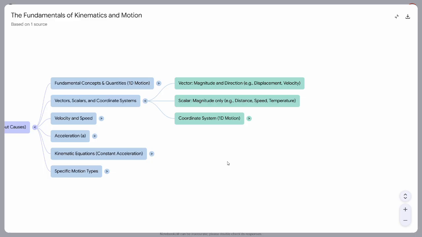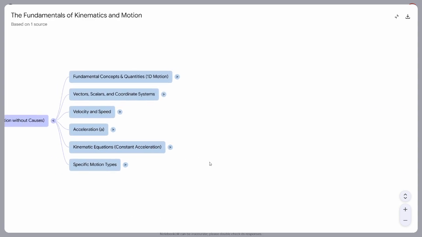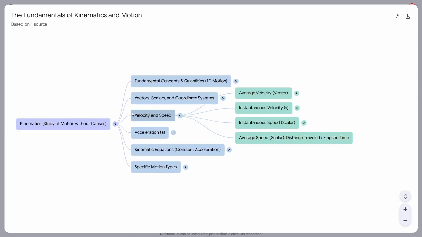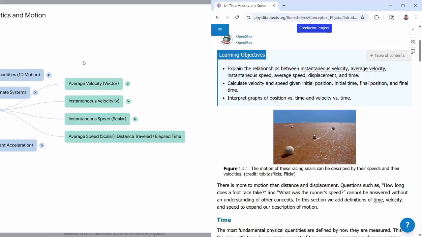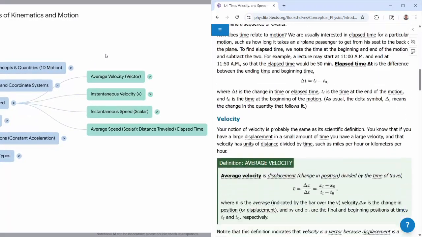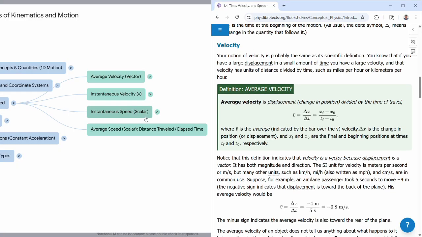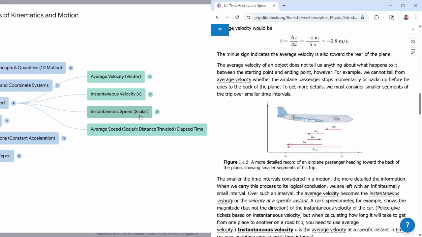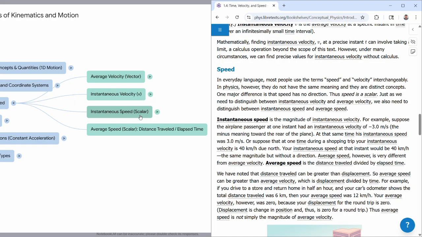So we introduce vectors, scalars, and coordinate systems because in the next quantity that we'll talk about, velocity and speed, which is derived from position, we distinguish between those different quantities, one of which is a vector, the other is a scalar. So we want to make sure to keep that distinction in mind always.